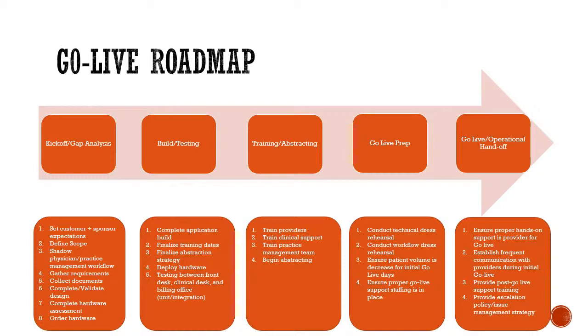After your technology partners have finished their build, they should have some sort of unit testing and integration testing between different systems, if there are disparate systems between the practice management, the clinical EMR system, electronic medical record system, and the billing system. At this phase, it's important to finalize an abstraction strategy, and by abstraction strategy, we're referring to how the practice will transition the information from the legacy systems or paper charts into the new electronic medical system / practice management system.